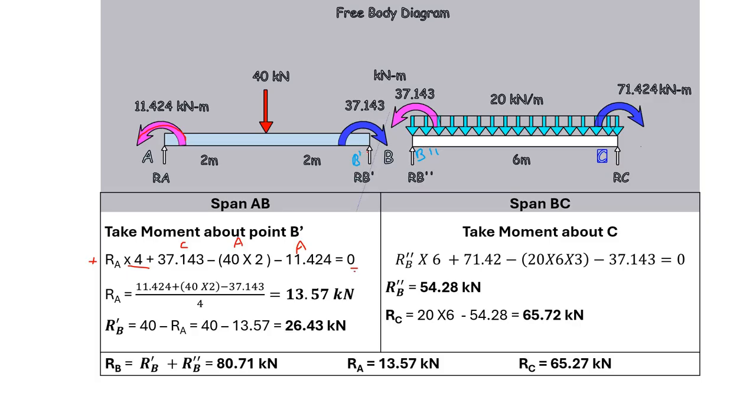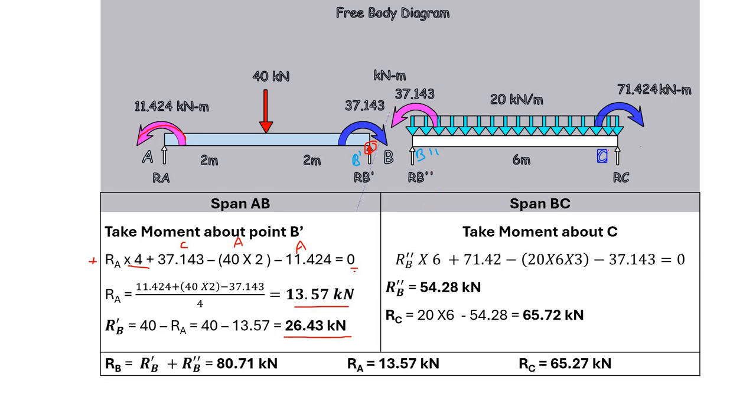You are taking moment about this point and equating it to 0. You end up with RA equal to 13.57 kN. Then after that you calculate RB dash. RB dash equal to 40 minus RA, so that is equal to 26.43.